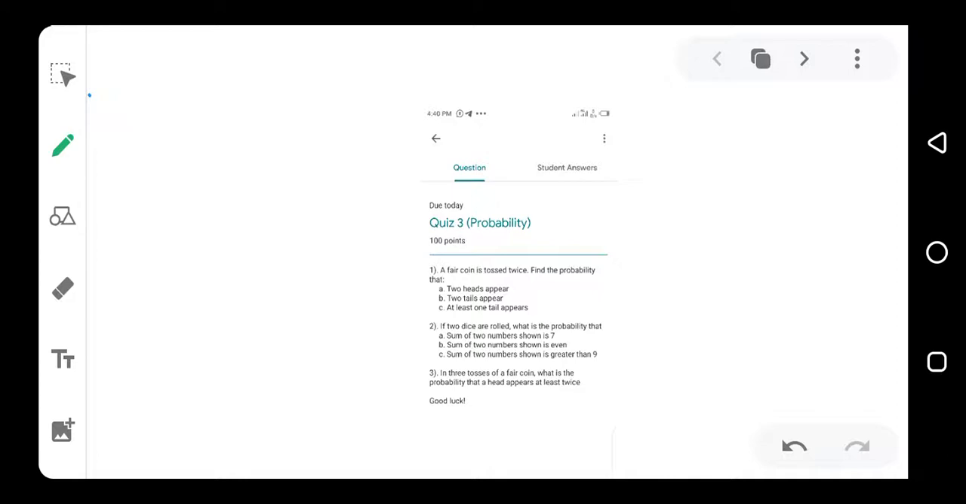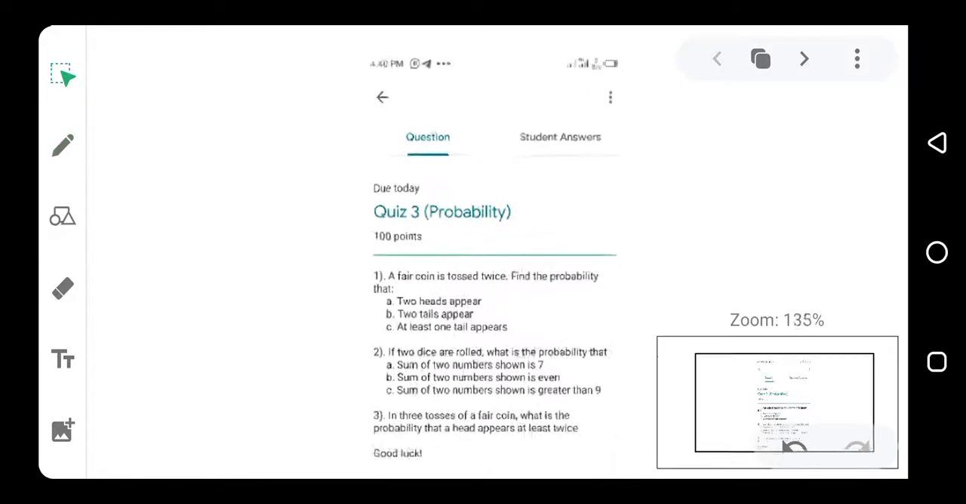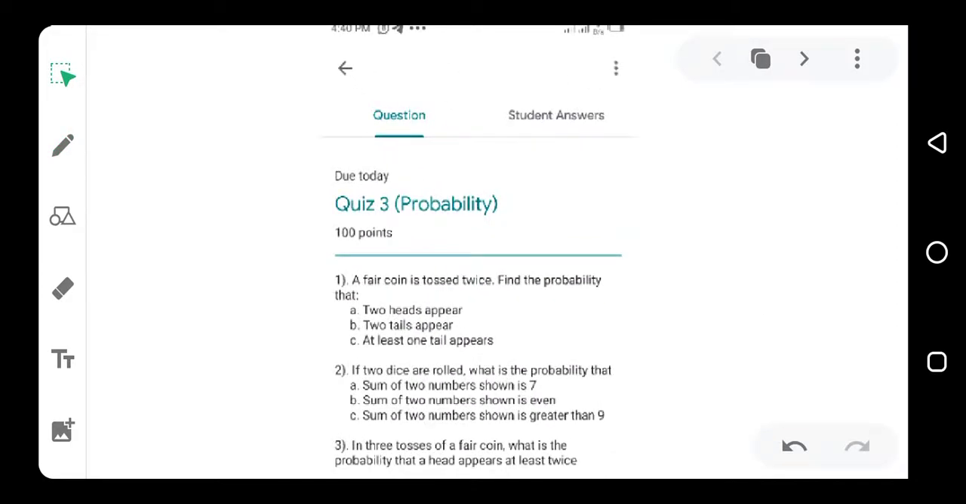Number one question says, a fake coin is tossed twice. Find the probability of getting two heads. A, the probability that two heads appear. B, the probability that two tails appear. And C, probability that at least one tail appears. The fake coin is tossed twice.